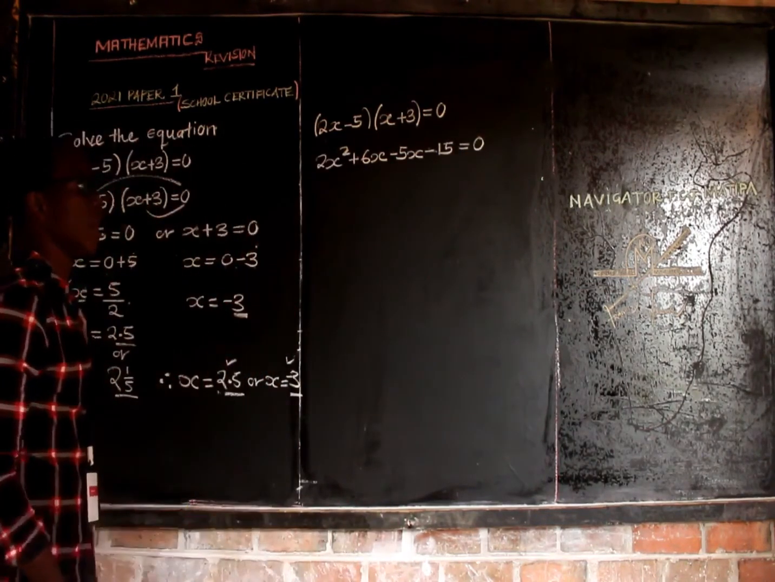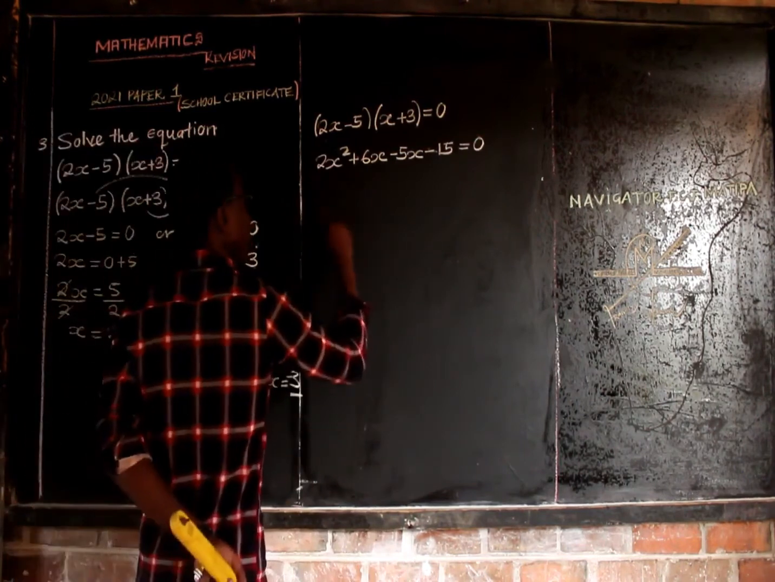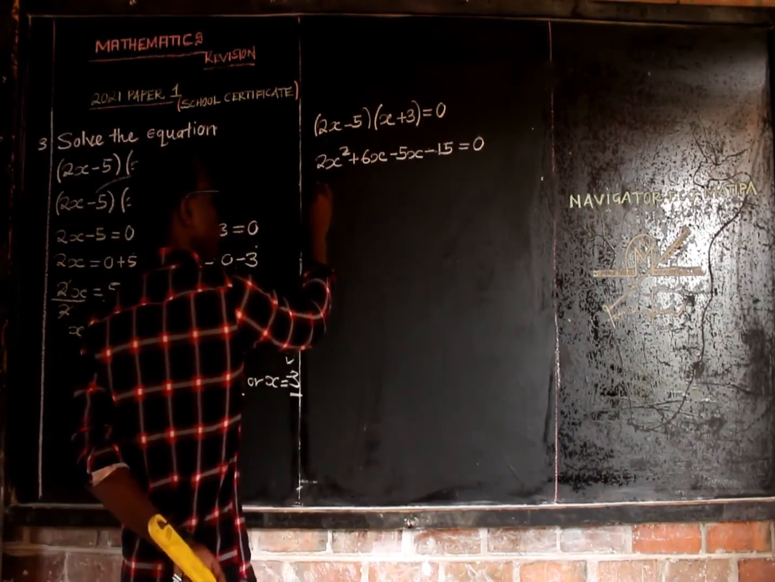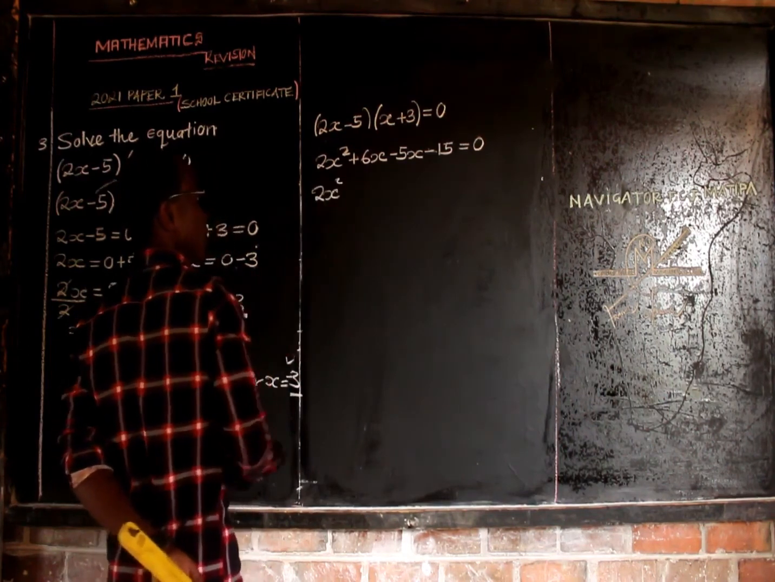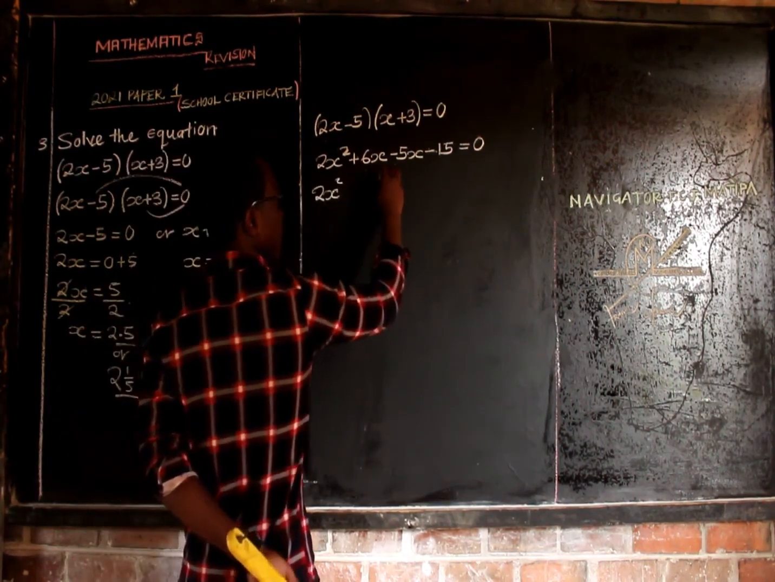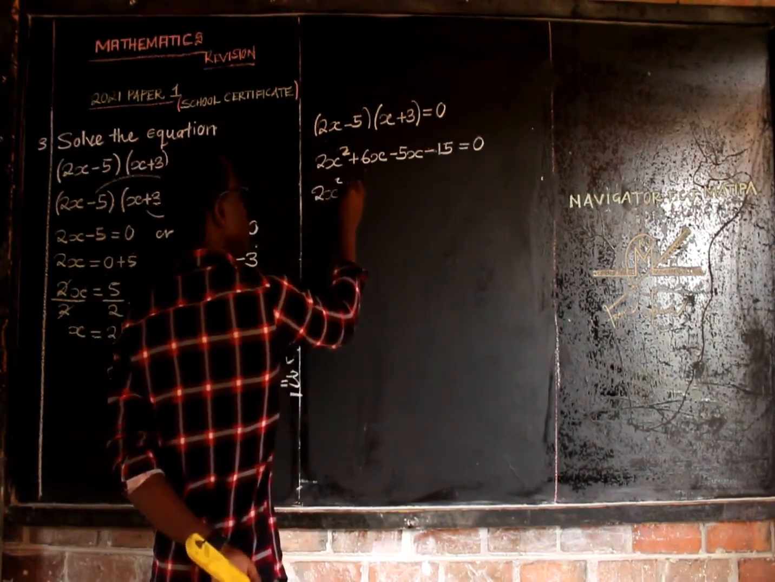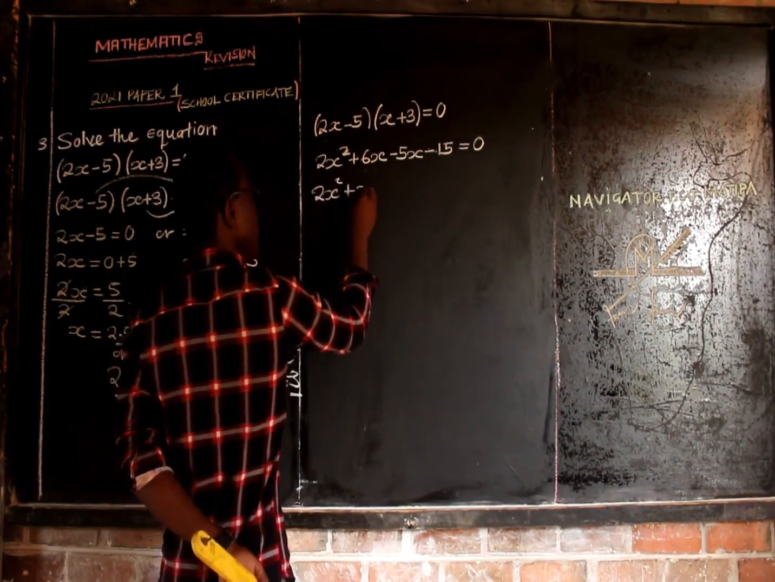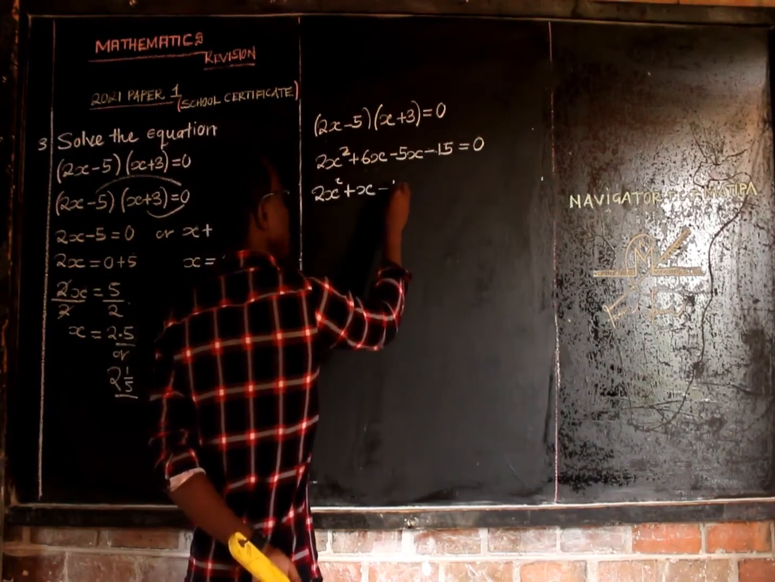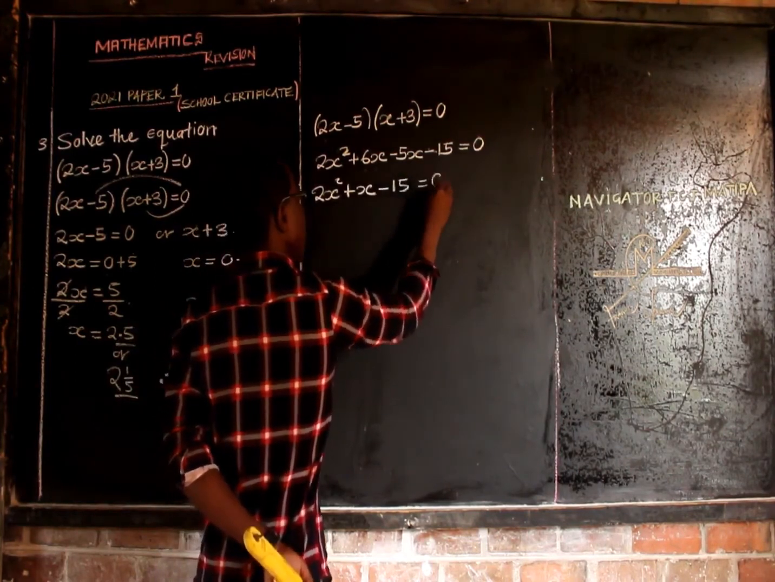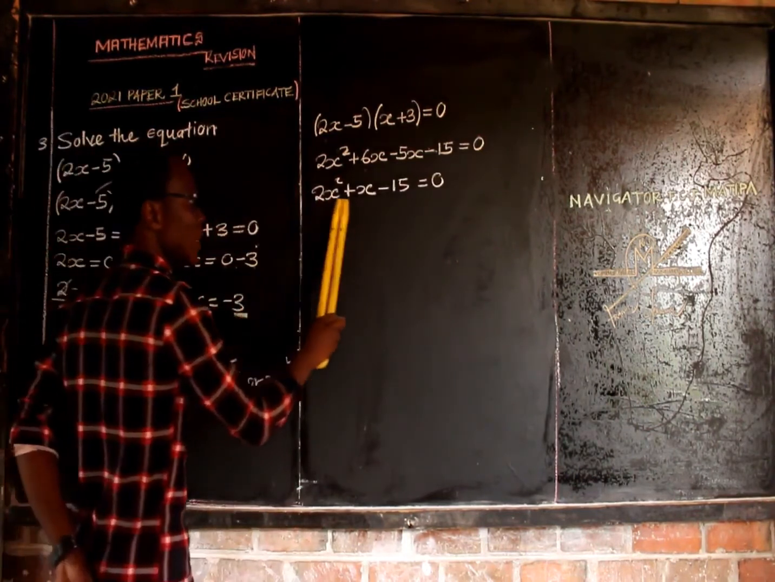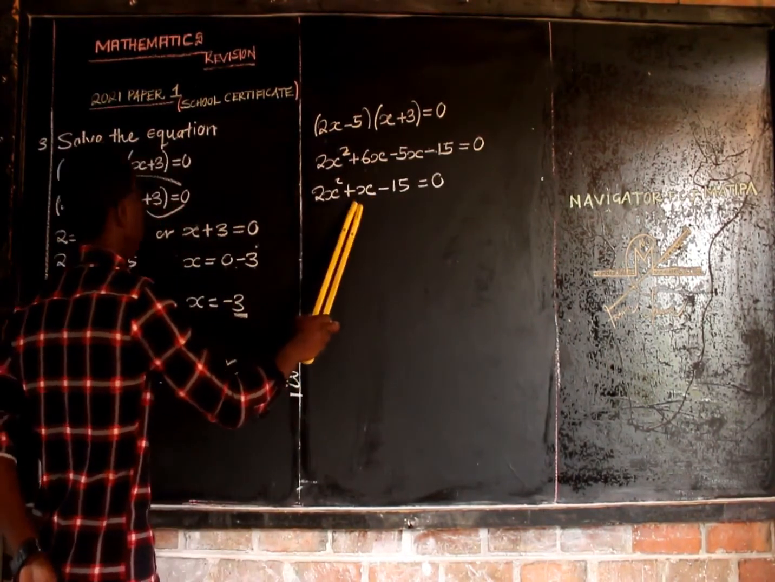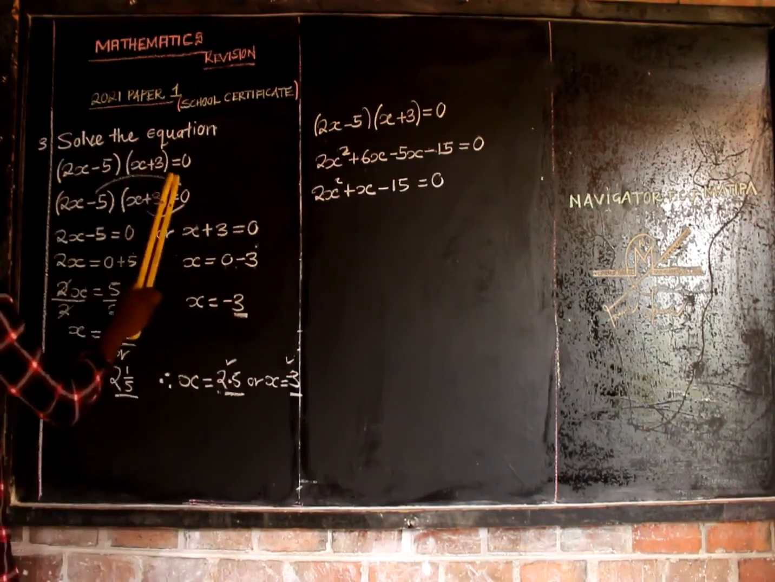So now we are going to simplify. We have expanded, let's simplify now. So you maintain 2x squared. Then 6x minus 5x, you obtain positive x. Then minus 15 is equal to 0. So this is the quadratic equation from which this part came.